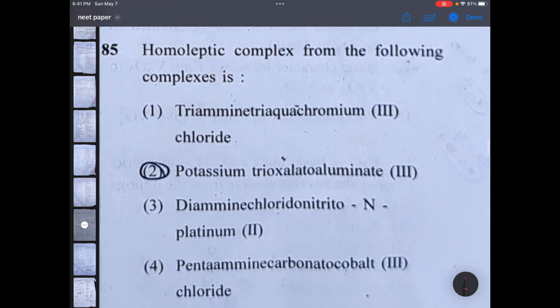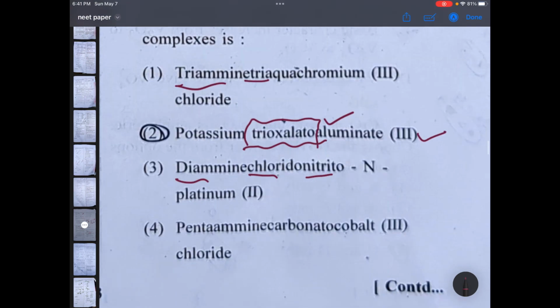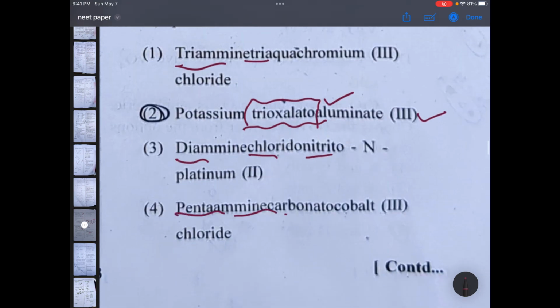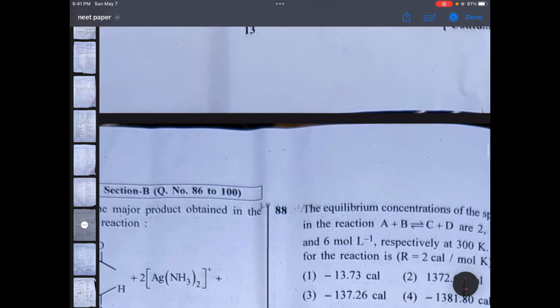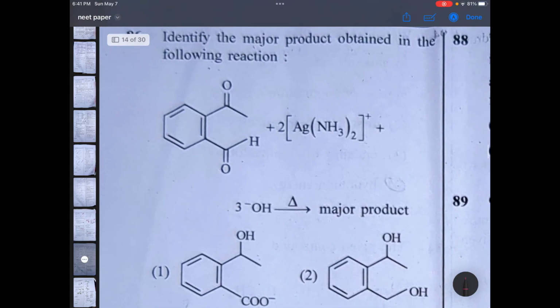Homoleptic complex means only one type of ligand. Potassium trioxalato, only one type of ligand should be there. This is the right answer. Here triamine, two types of ligands are there. Diamine, chlorido, nitro, different, more than one. Penta amine and carbonato, so different ions are there. So these different ions or ligands are present, and here it is the answer. Potassium trioxalato, same.